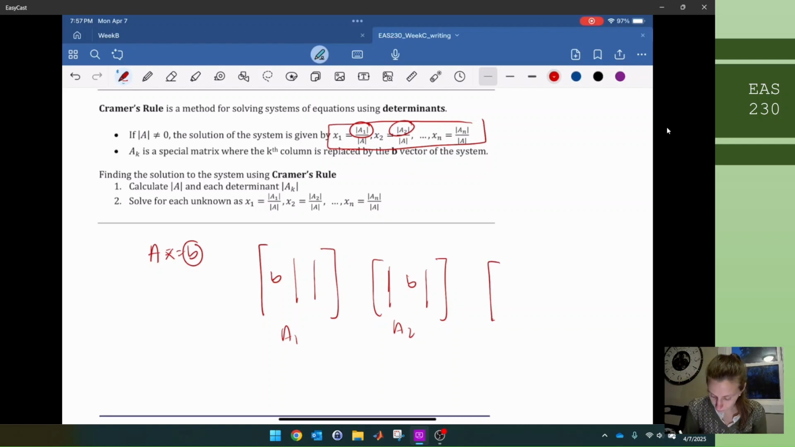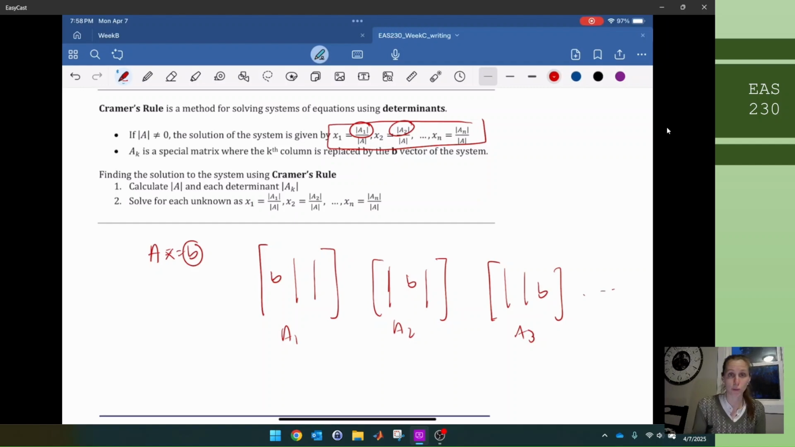For A3, B is my third column, and then I keep going. So I'm replacing the columns of A one at a time in a systematic manner to find these A1, A2, A3, A4 matrices. So really, I just need to find the determinants of 4 different matrices: A1, A2, A3, A4, etc., or however many, n plus 1 determinants, where n is the number of unknowns, including the determinant of A.